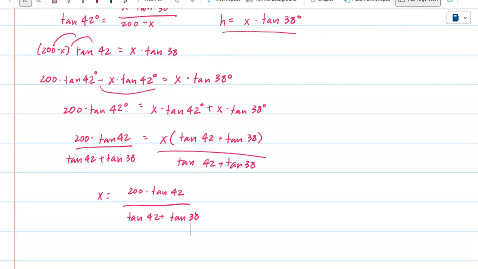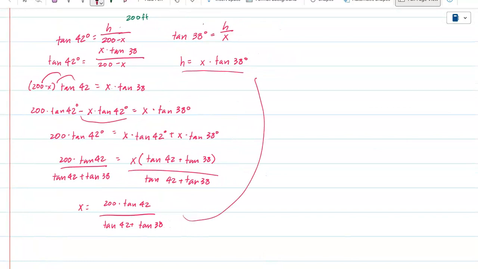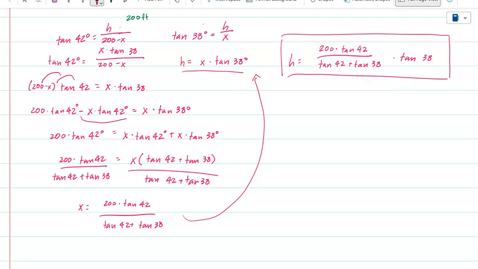Now I'm going to just use that and put it back into here to find h. h equals 200 times tangent of 42 over tangent of 42 degrees plus tangent of 38 degrees, times tangent of 38. And you have to keep it like this, and that's in feet.